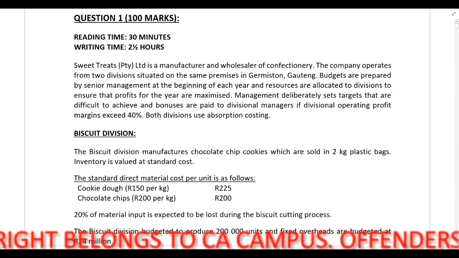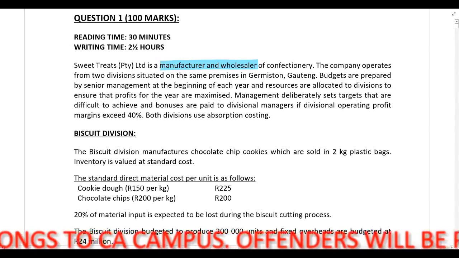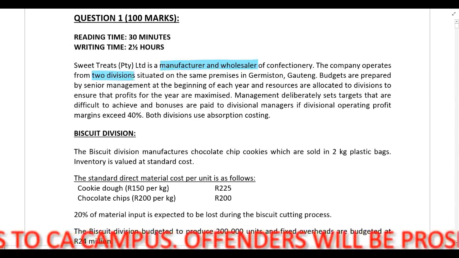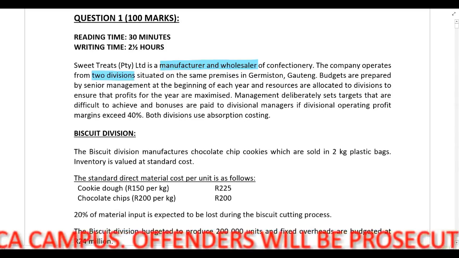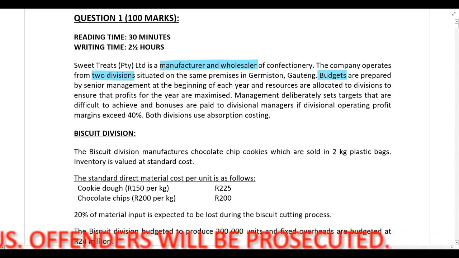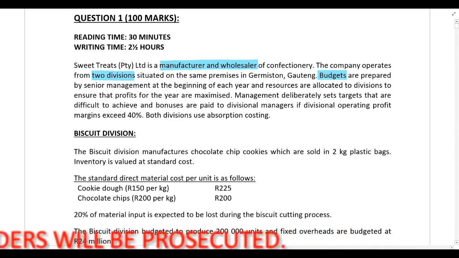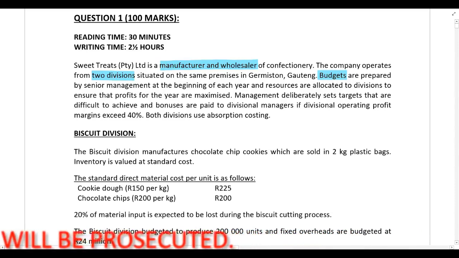Sweet Treats Pty Limited is a manufacturer and wholesaler of confectionery. The company operates from two divisions situated on the same premises in Germiston, Gauteng. Budgets are prepared by senior management at the beginning of each year, and resources are allocated to divisions to ensure that profits for the year are maximized. Management deliberately sets targets that are difficult to achieve, and bonuses are paid to divisional managers if divisional operating profit margins exceed 40%. Both divisions use absorption costing.